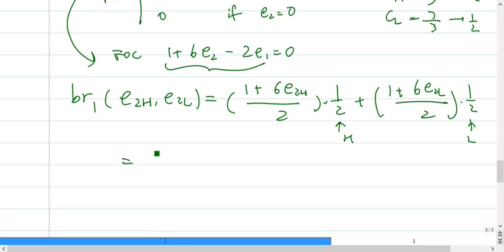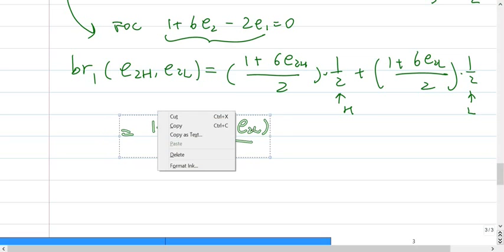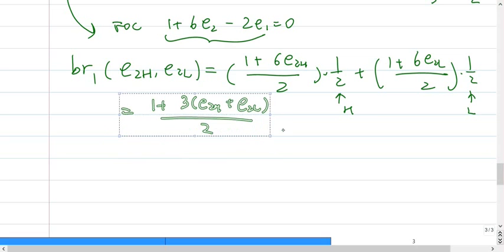So then we simplify this as usual. So this is 3 times E2H plus E2L divided by 2. So now we have our best response function. I should probably move it up a bit.